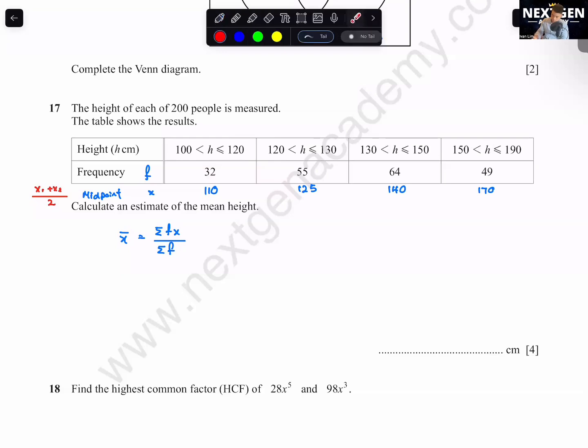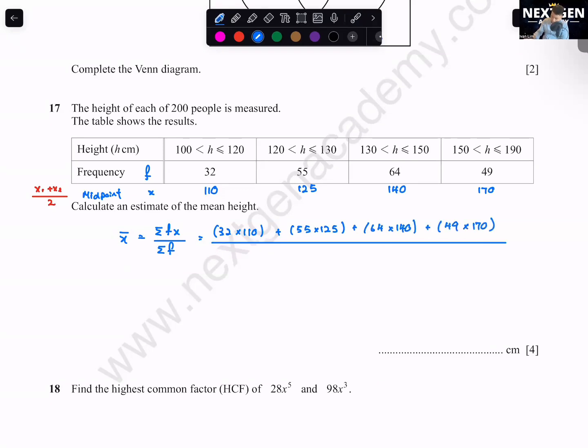You're going to take this, multiply and add it all up together. Show your working, please. Don't just type straight into the calculator and then get the answer. Okay, 32 times 110 plus 55 times 125 plus 64 times 140 plus 49 times 170 over total. Normally they'll give you the total, which is 200.